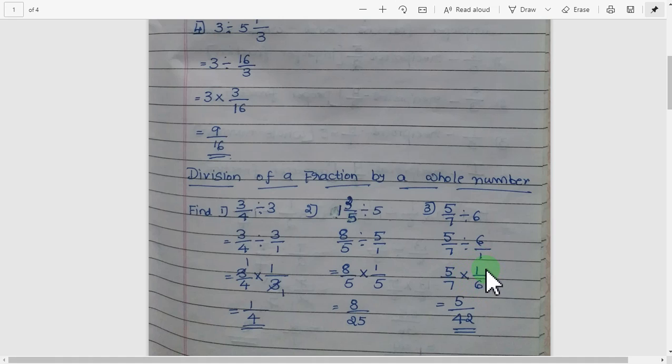At that time take the reciprocal. So here division is not possible. So 5 ones are 5, 7 sixes are 42. Again this is a proper fraction. If it is an improper fraction, convert that into a mixed fraction.